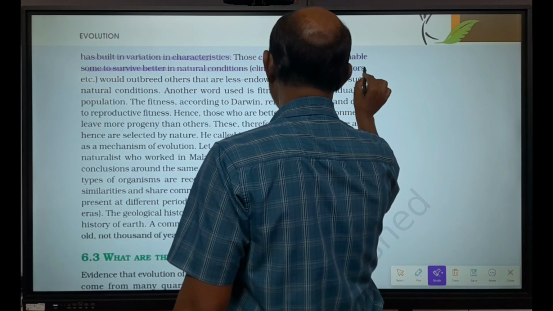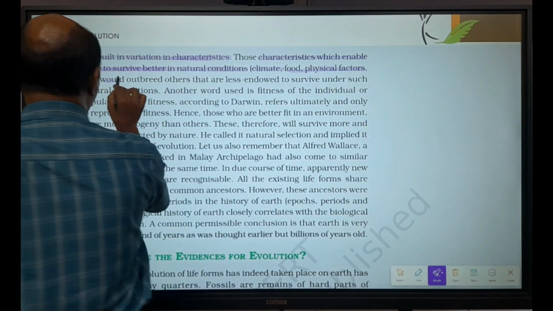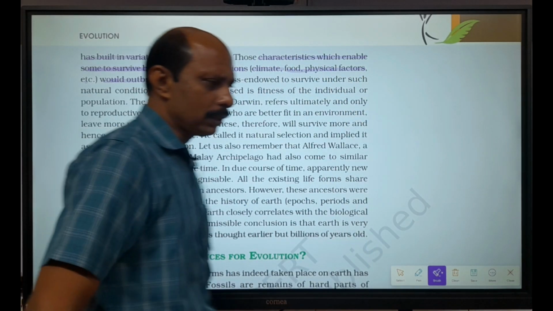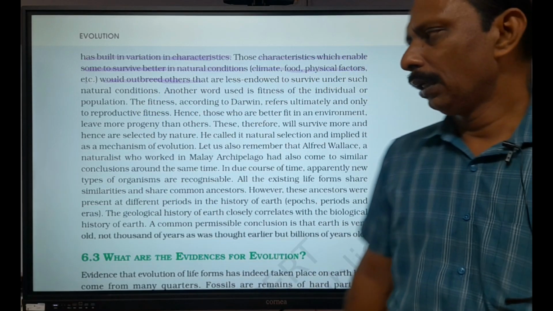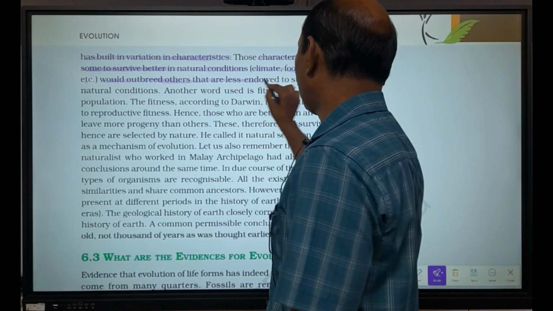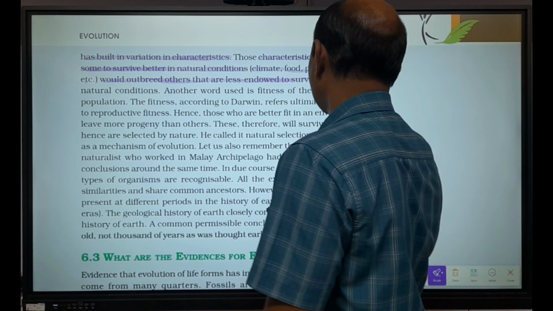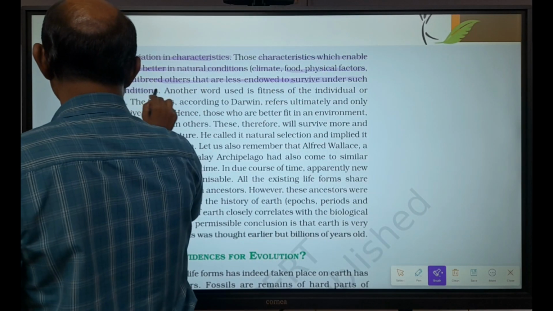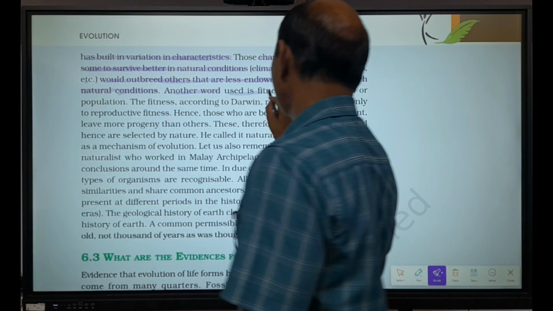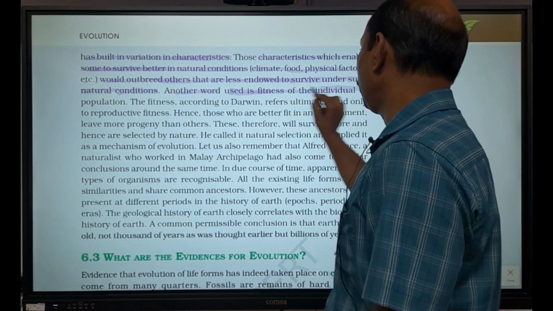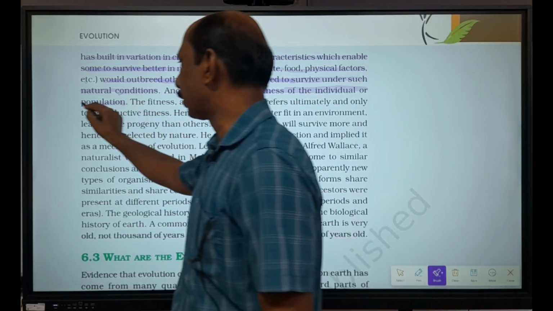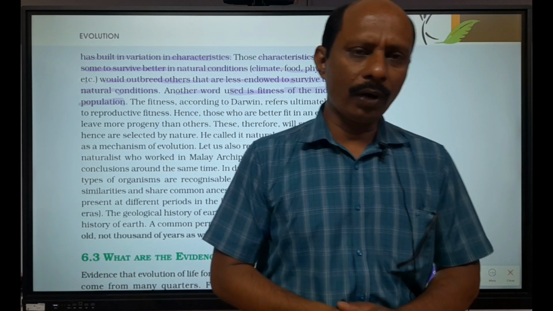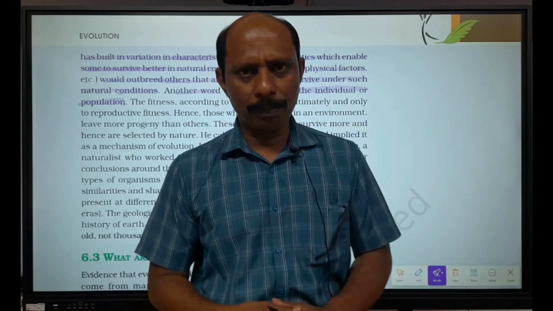Climate, food, physical factors, etc. would outbid others. Others means those in which this adaptation is absent, right? Others that are less endured to survive under such natural conditions. Another word used is the fitness of the individuals or population. Fitness for Darwin, what is the fitness? It is reproductive fitness, right?